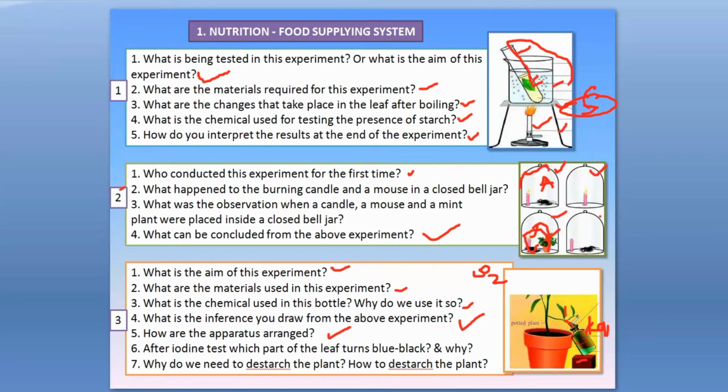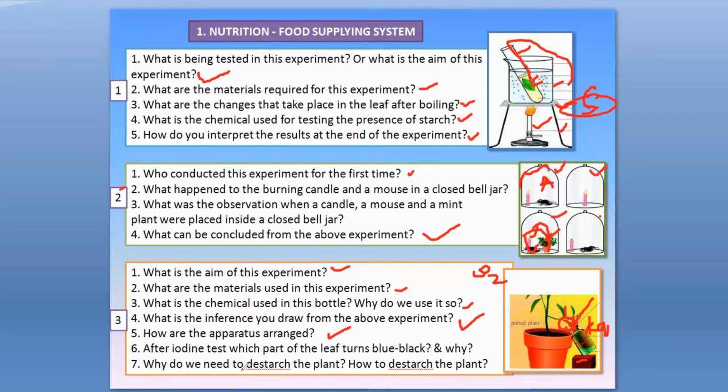The part of the leaf which is present outside the bottle turns into blue black color. Why? Because it receives the CO2. The leaf part which is present inside the bottle does not turn into blue black color. Why? Because it did not receive the carbon dioxide.